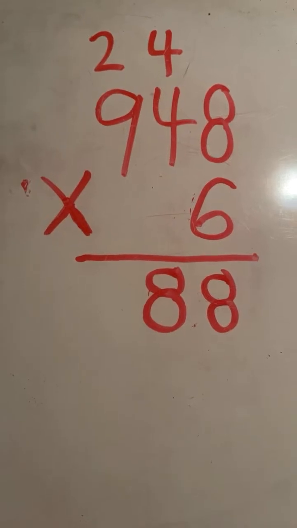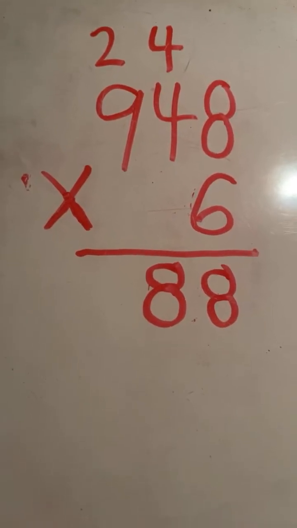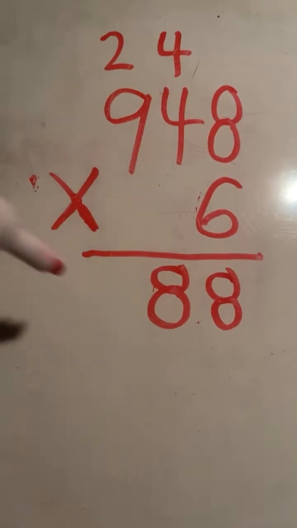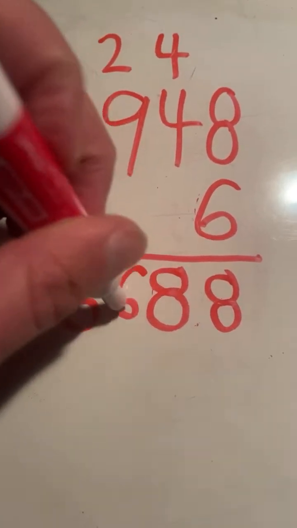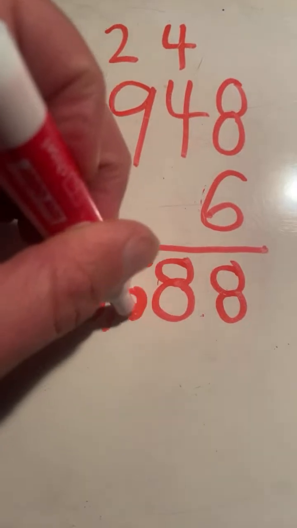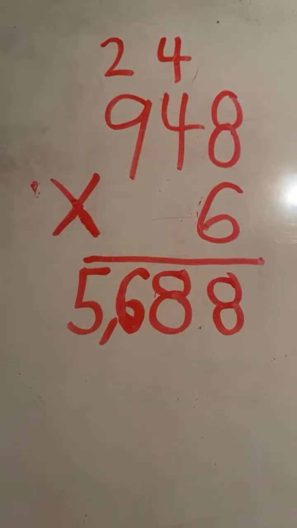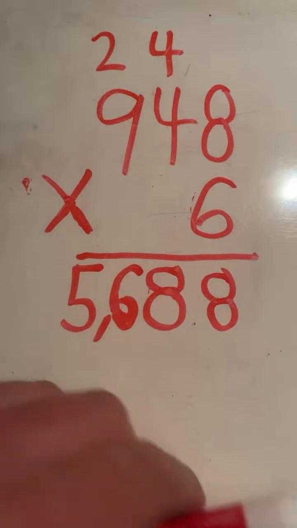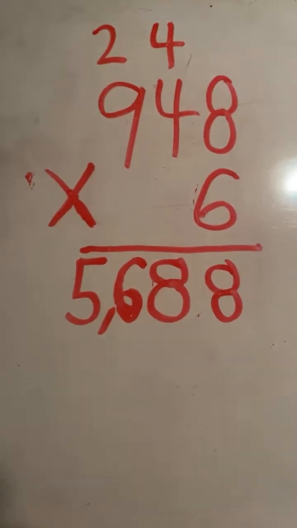9 times 6 equals 54. Plus 2 equals 56. And we have our final answer. 948 times 6 equals 5,688.